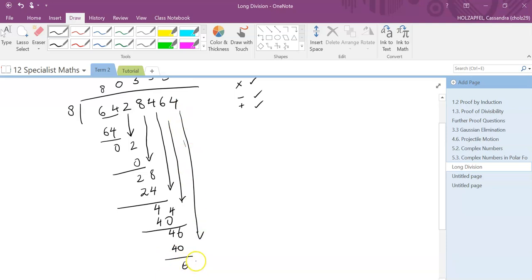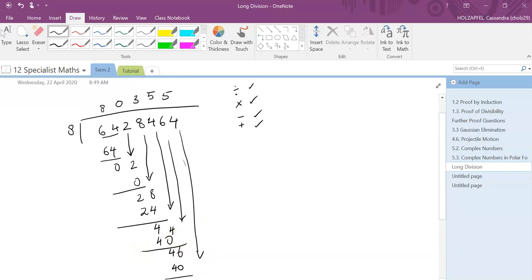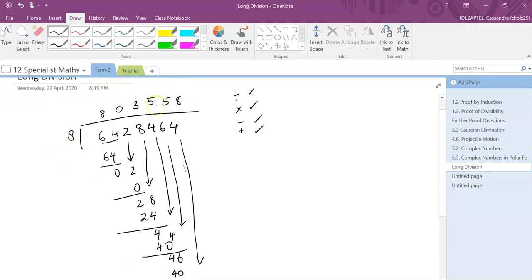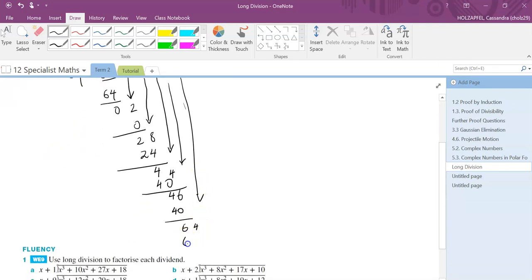By the way, you don't have to do all these arrows when you do this. I'm just using these arrows to illustrate a point. Okay, and then 8 fits into 64 8 times, and then to finish it off, 8 times 8 makes 64, and then the difference is 0. And we should always have a difference of 0 at the end.